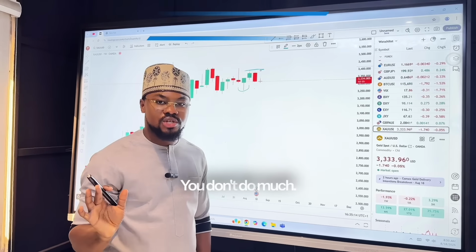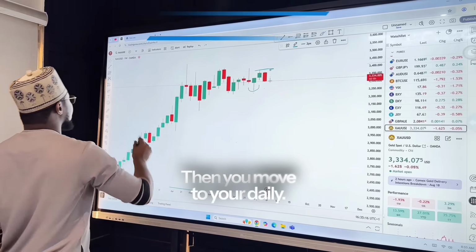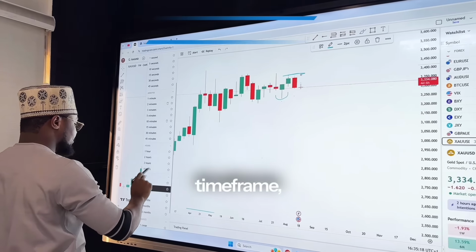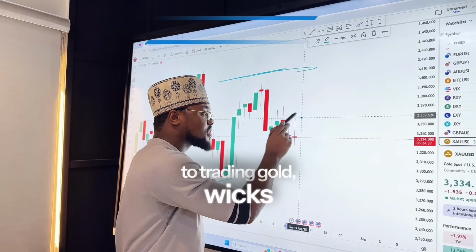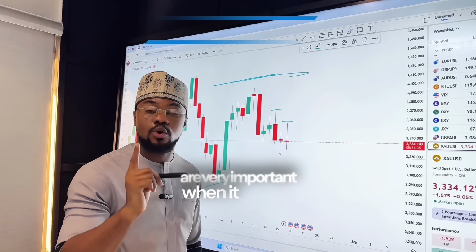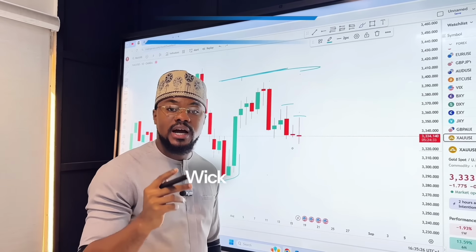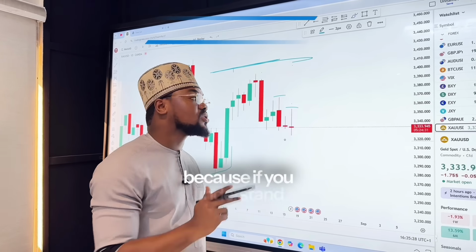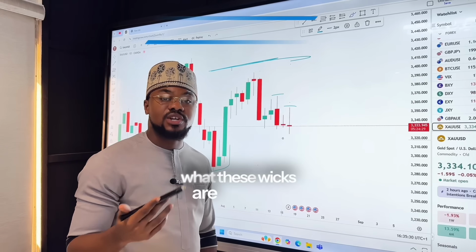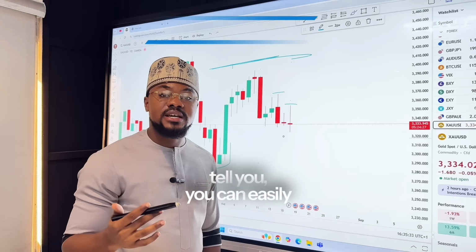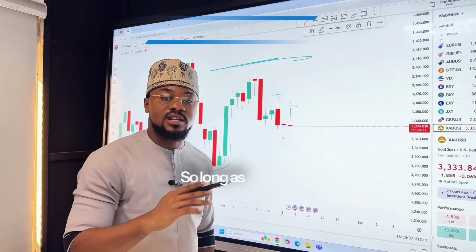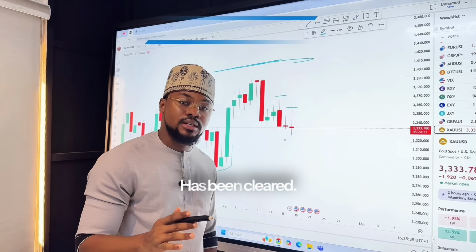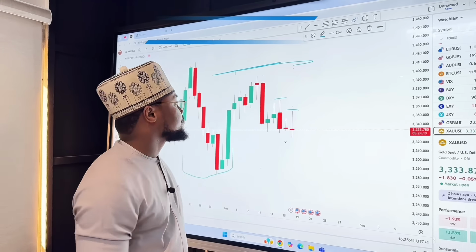You don't do much. Then you move to your daily. Now, when you move to your daily time frame, remember, when it comes to trading gold, weeks are very important. When it comes to trading gold, weeks are very, very important, because if you understand what these weeks are trying to tell you, you can easily say gold is about to move from point A to point B, so long as liquidity has been cleared. Please take notes.